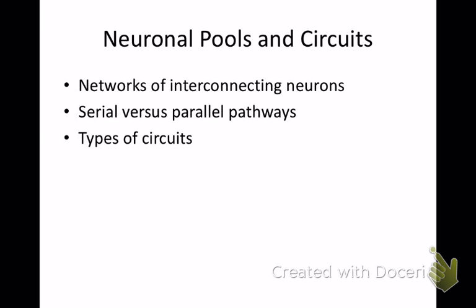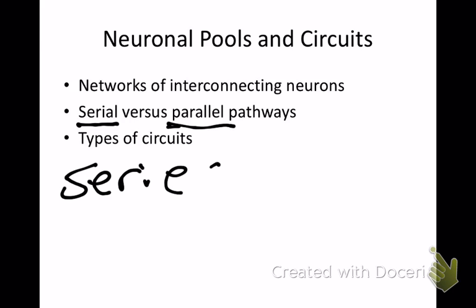Okay, so when we try to translate that into what's happening in the brain, we put neurons together into circuits. And some circuits have more than one neuron in them, so we refer to them as pools of neurons. We have neuronal pools and neuronal circuits. And we have two different kinds of pathways, and then we have several different kinds of circuits we need to look at. First, let's look at our pathways. We have serial pathways versus parallel pathways. And serial means in a series.